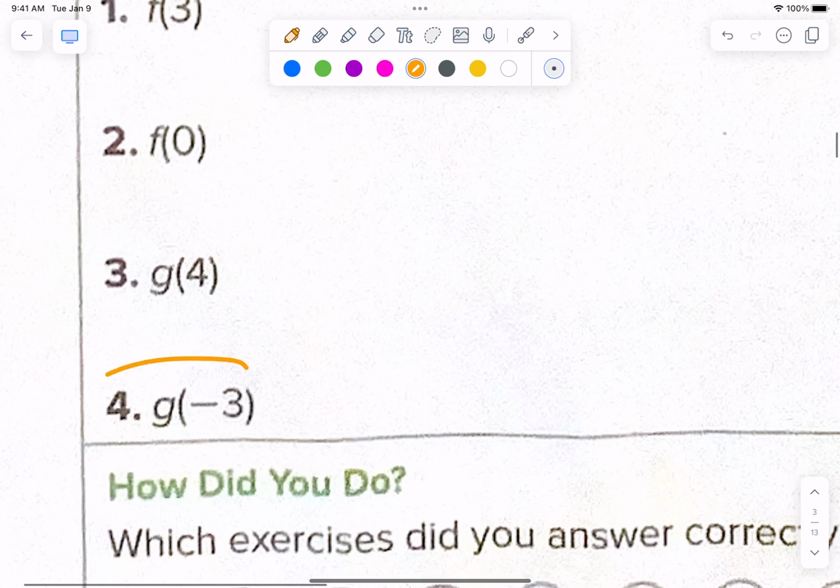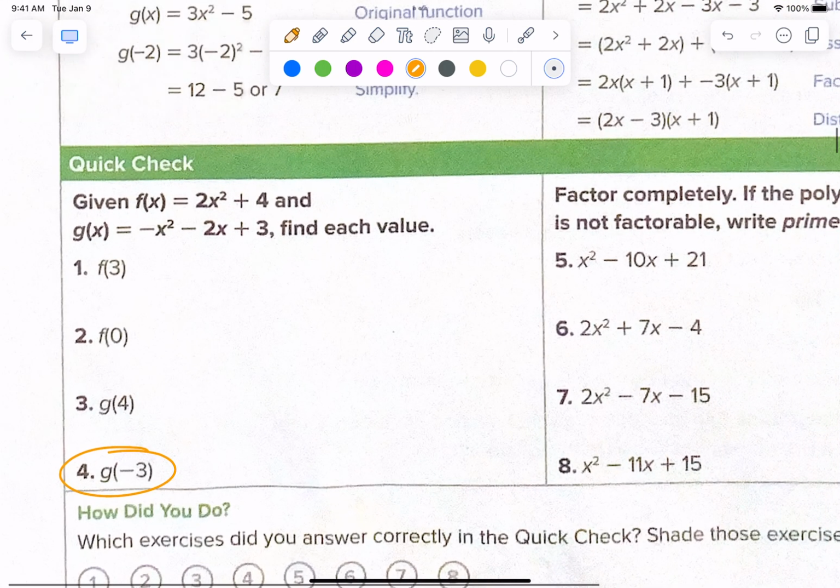Let's do 4. G of negative 3. Okay? You plug in and find g of negative 3. Do number 4 real quick on that page. The answer is not provided for you. You don't have to do 1, 2, 3. Just do number 4, plug it in. Go.